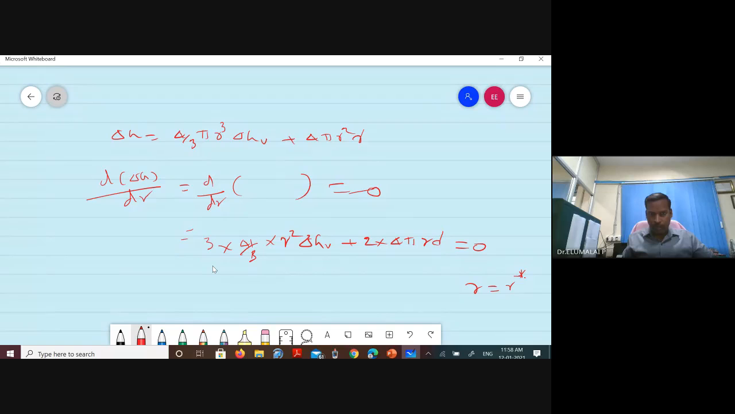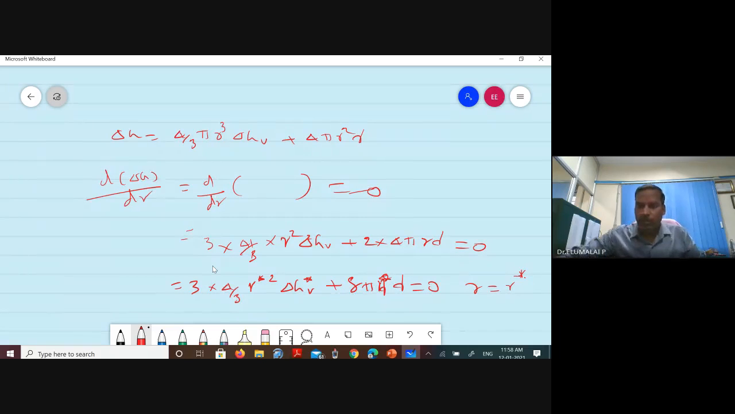So this equation will become 3 into 4 by 3 r star square delta GB plus delta star, because r star, and it will become delta star, and 8 pi r star gamma equal to 0. So from this equation, try to get the r star.